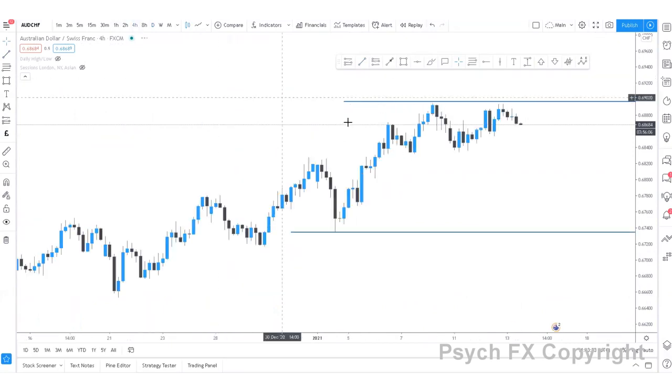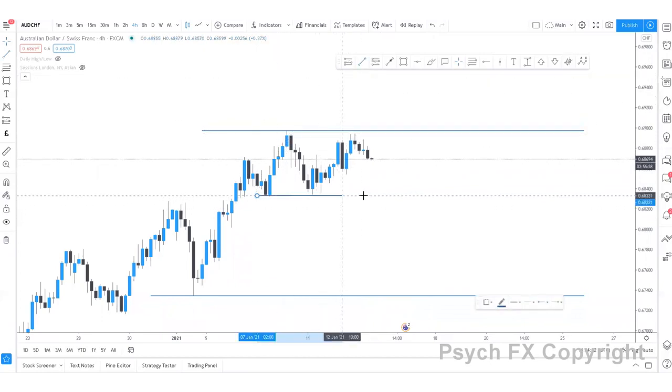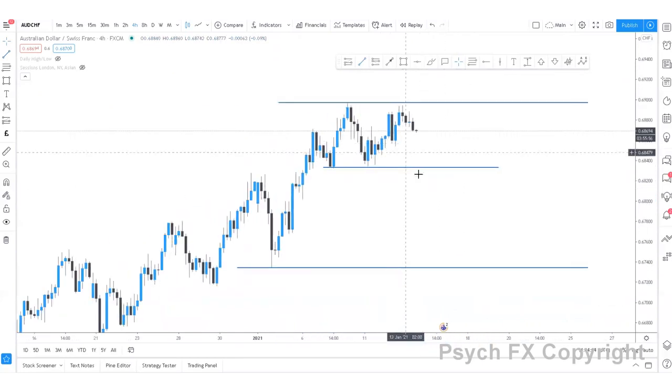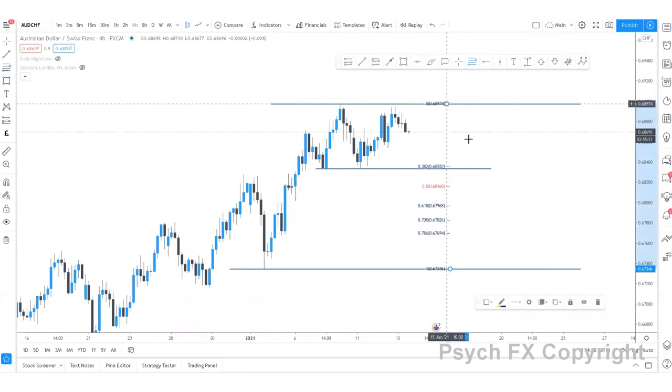Now we cut down to our 4-hour again. Okay, and we see which level made this higher high here. We see that we've got this rough area here. Now, if we were to mark out to find our 50% range, you can just eyeball it if you want.